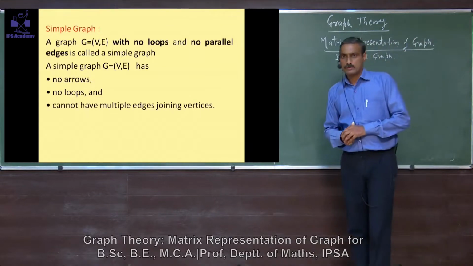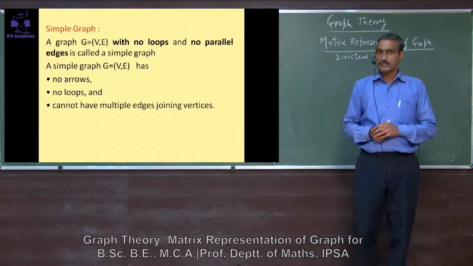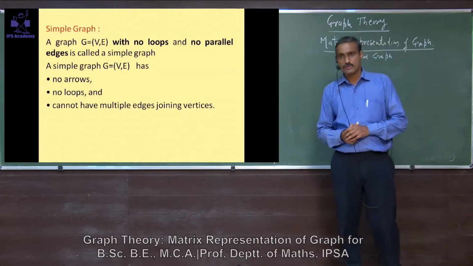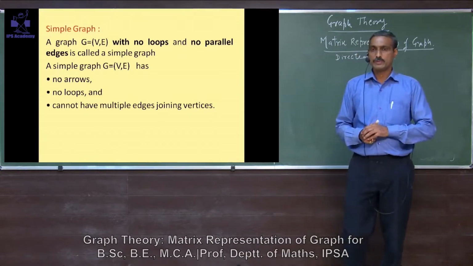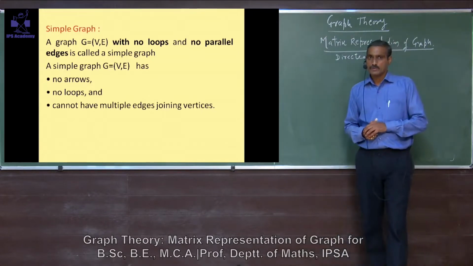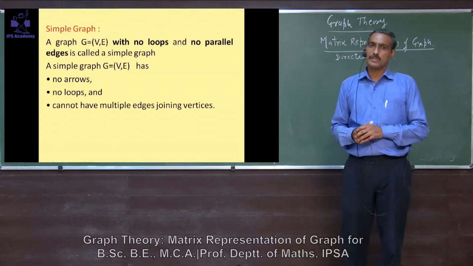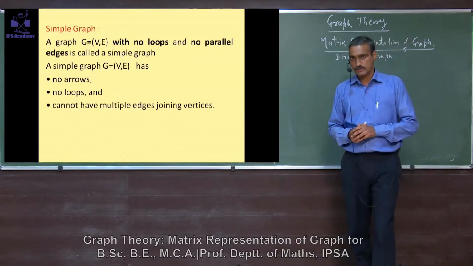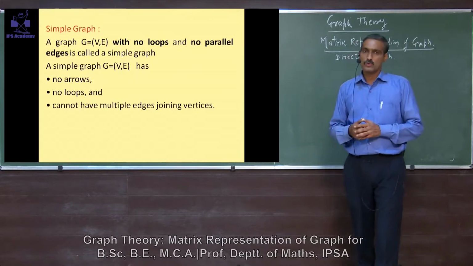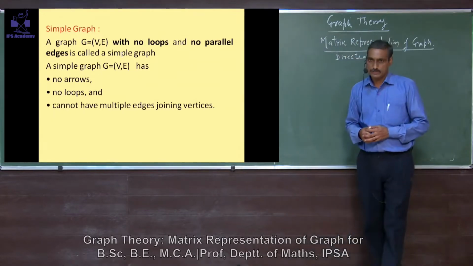What are the points in a simple graph? A graph G equals V comma E with no self loop and no parallel edges is called a simple graph. This we already discussed in previous lectures. A simple graph has the following characteristics: no arrows, meaning no direction, no loop, and it cannot have multiple edges joining the vertices. So these are the three basic characteristics of a simple graph.